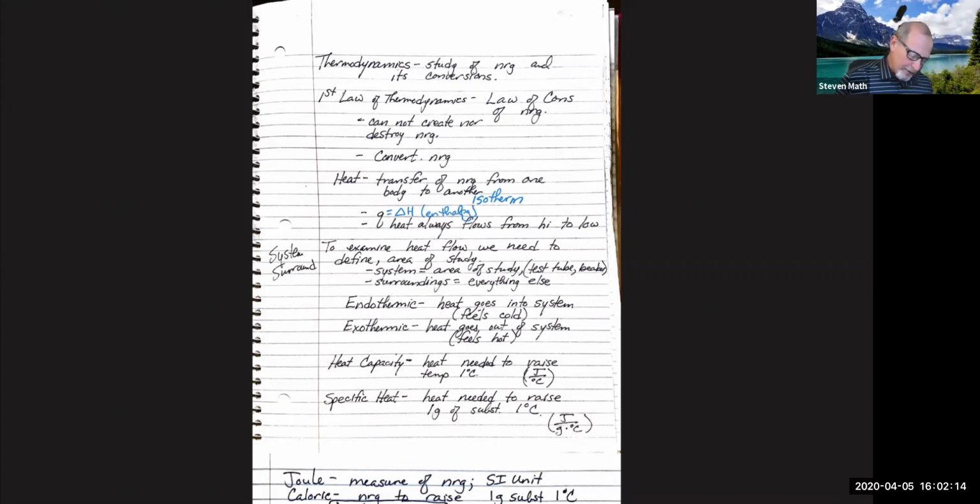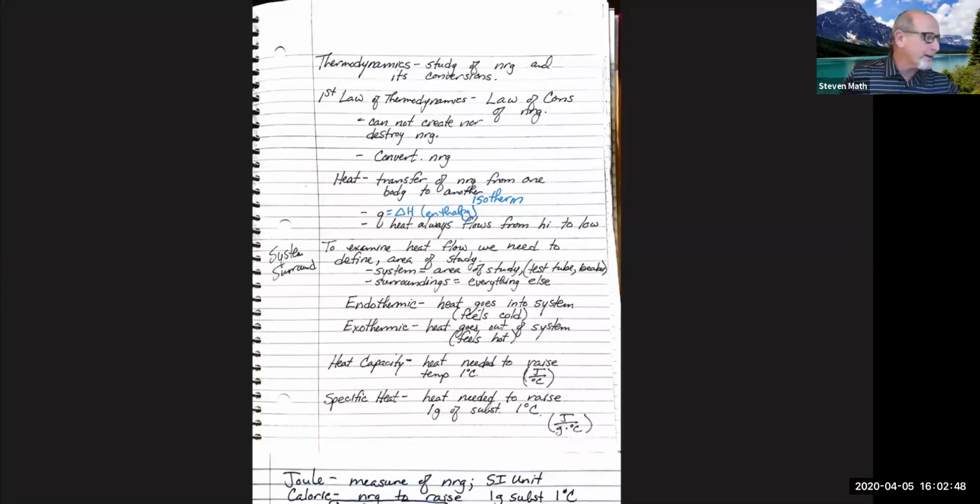Now, to examine that heat flow, we're going to need to define an area of study. And that's this system and surroundings that we're talking about. The system is the area that we're studying. In our case, it's probably going to be a solution inside of a test tube or something inside of a beaker or a reaction that's going inside some vessel. But that's going to be our system. And then the surroundings is everything else around that vessel, everything else that's in the room.